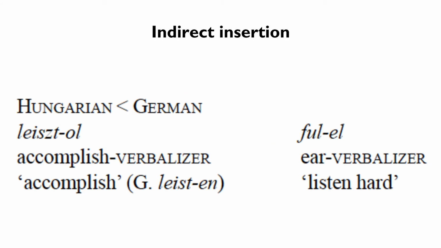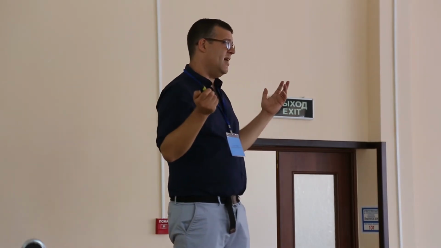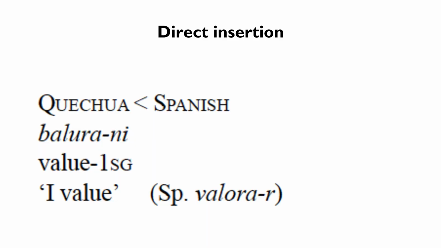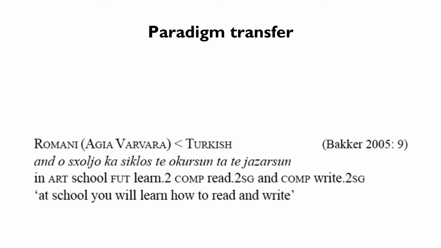Moravcsik's original paper. So you have to use a verbalizer when you borrow a verb. On the other hand, in Quechua, you just take the stem, you get rid of the infinitive marker, you take the stem, you just chuck it into the verbal morphology, no problem. And paradigm transfer, which is where you really copy an entire verb with all of its morphology.